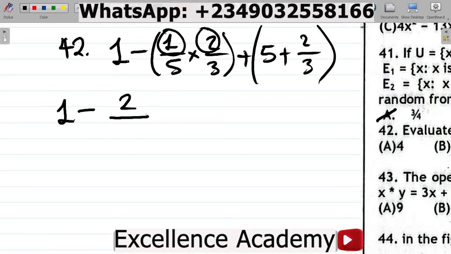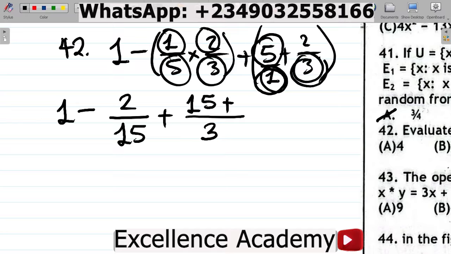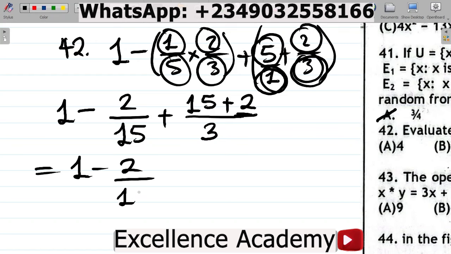That gives you 2 all over 5 times 3, that gives you 15. Plus, from here, obviously I have to take the LCM. The LCM of 1 and 3 is 3. 3 divided by 1 gives you 3, and 3 times 5 gives you 15. So I have 15 plus 3 divided by 3 gives you 1, 1 times the numerator, 1 times 2 gives you 2. So this is equal to 1 minus 2 over 15 plus 15 plus 2 gives you 17 all over 3.